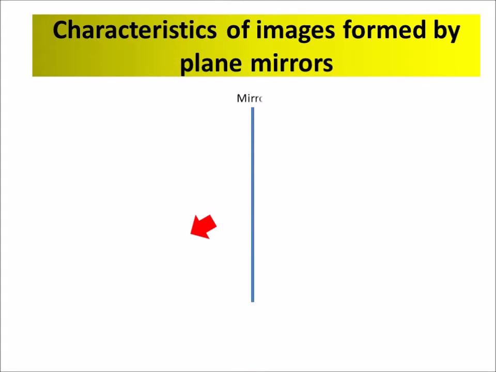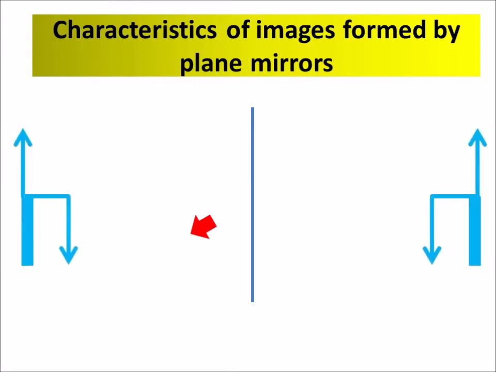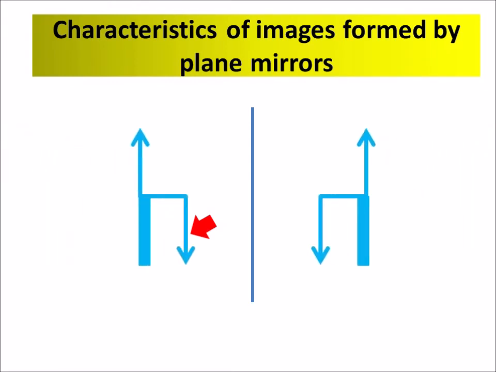mirrors. So you have a mirror line, then there is the object and the image behind the mirror. So the first characteristic of the image is that the object distance equals the image distance. Secondly, the image is laterally inverted. That is, the part that was appearing on the right hand side of the object now appears on the left hand side of the image.